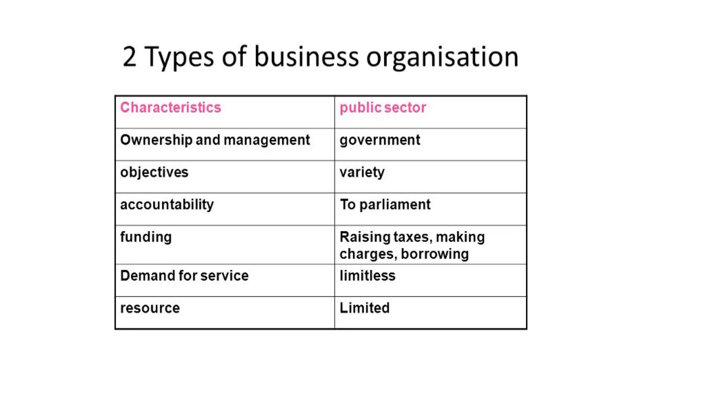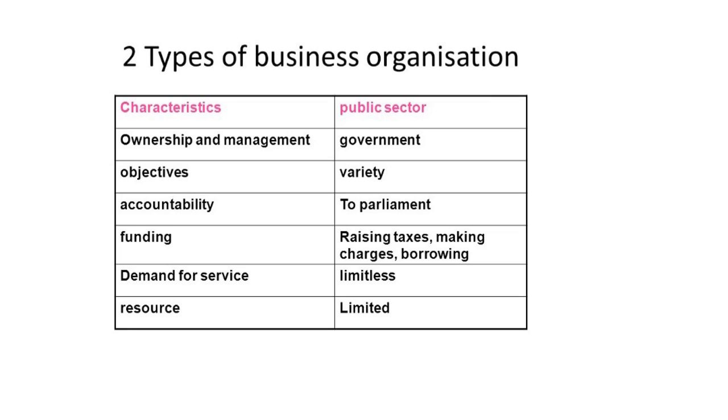Key characteristics of the public sector. A. Accountability, ultimately, to Parliament. B. Funding. The public sector can obtain funds in three main ways. 1. Raising taxes. 2. Making charges, e.g. for prescriptions. 3. Borrowing.